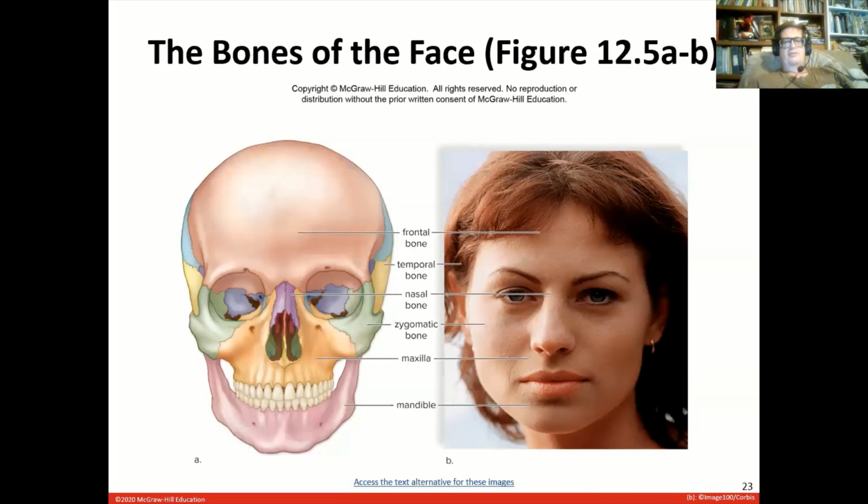I want you to know that the maxilla is the upper jaw and the mandible is the lower jaw. And in a fetus, these actually grow as separate bones on the two sides, and they fuse at the mandibular symphysis. All right, let's move on.